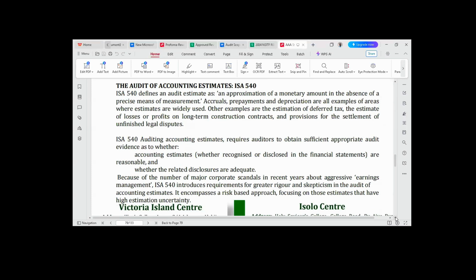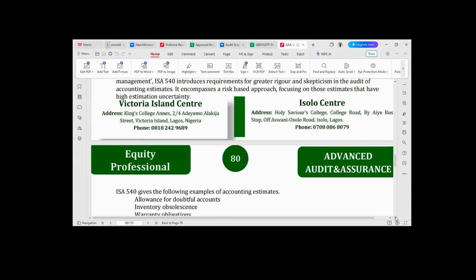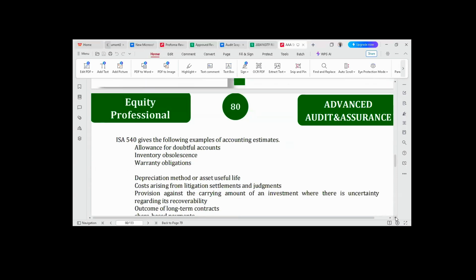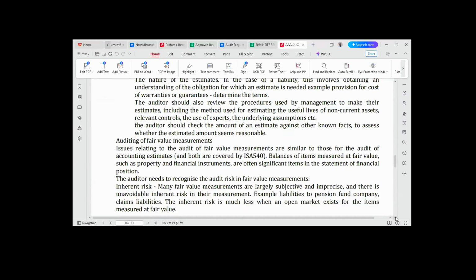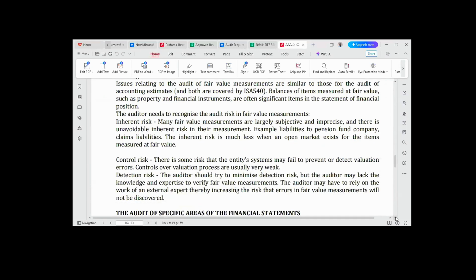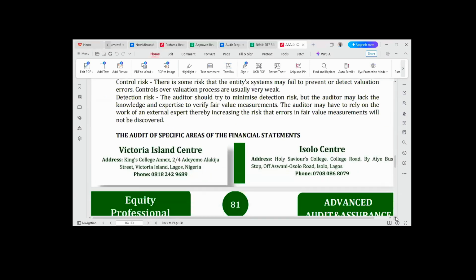So the auditor should ensure that at all times, when checking the accounting estimates, it should check that the estimates are reasonable and adequate disclosures have been made. Okay? Adequate disclosures have been made. I hope we are together.